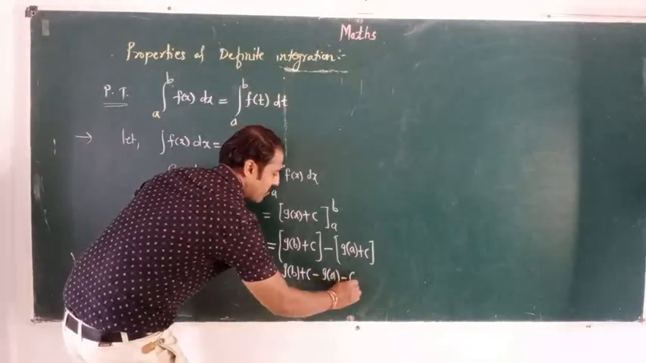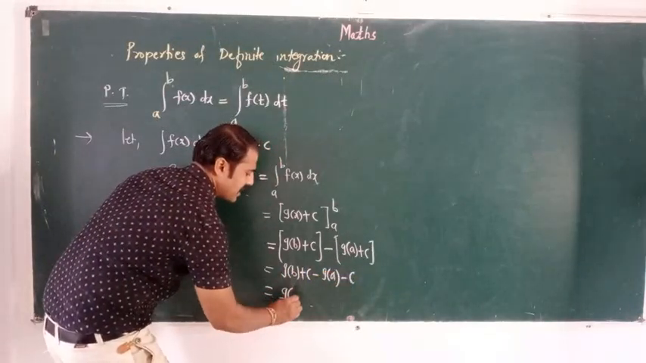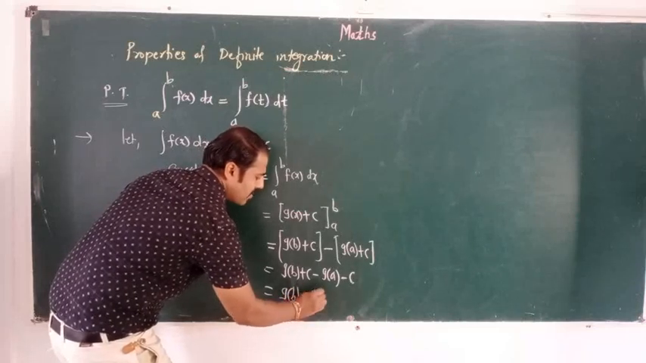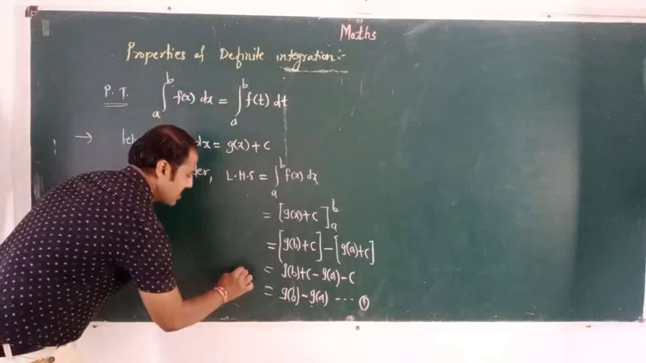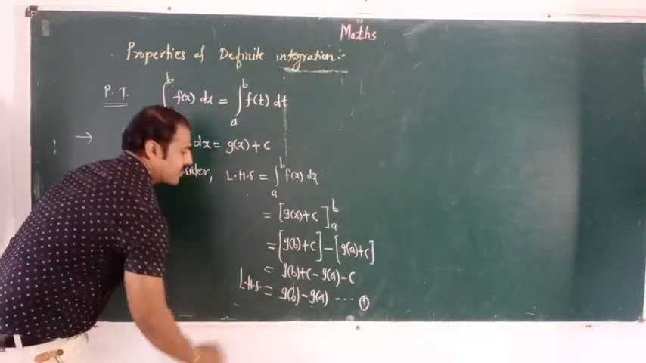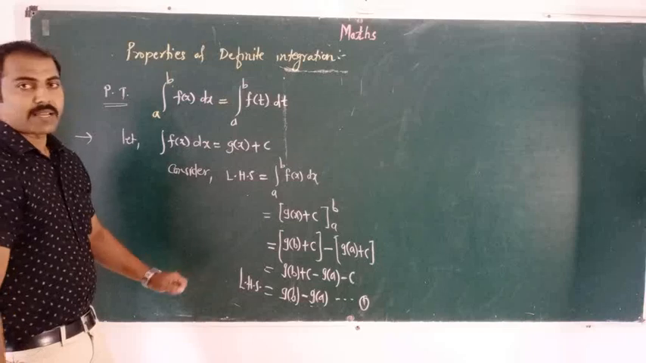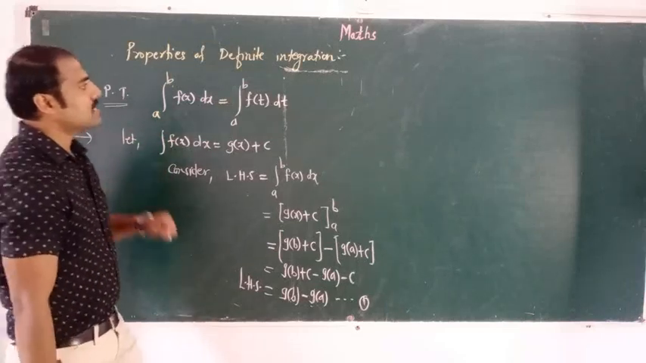That is g of b plus c minus g of a minus c. Plus c and minus c get cancelled. It's g of b minus g of a. It's our equation number first: LHS is equal to g of b minus g of a. Now considering RHS.